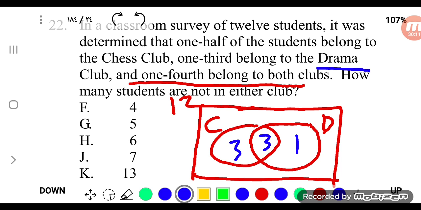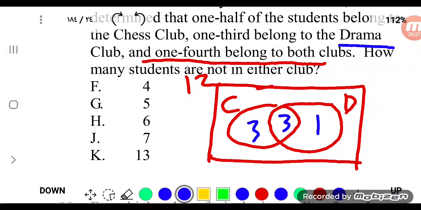Now, the question, how many students are not in either club? If you add 3 plus 3, you get 6, plus 1, 7. So subtract 12 minus 7, you get 5. So 5 are outside here. So option G is the correct answer.